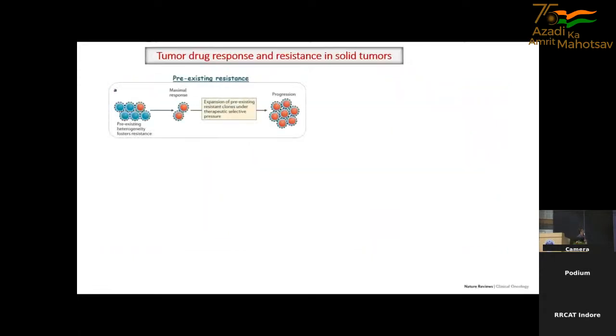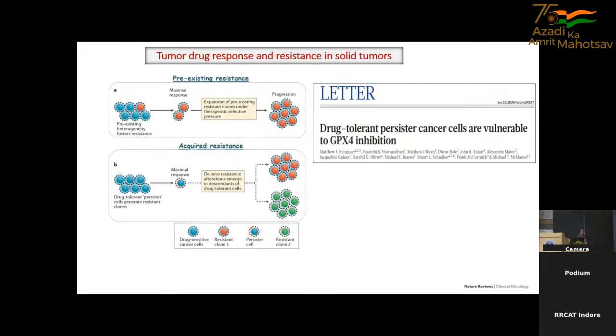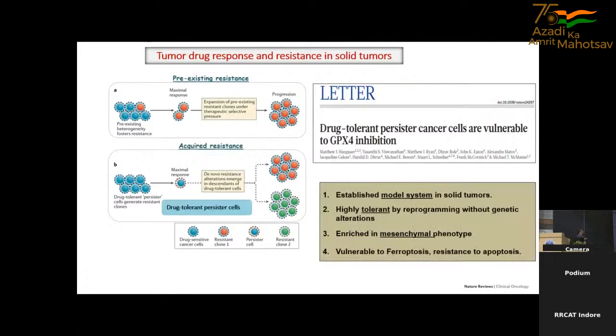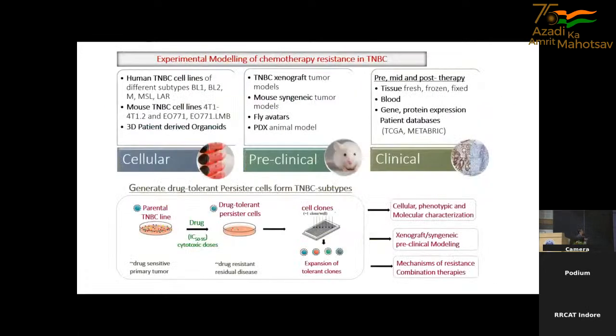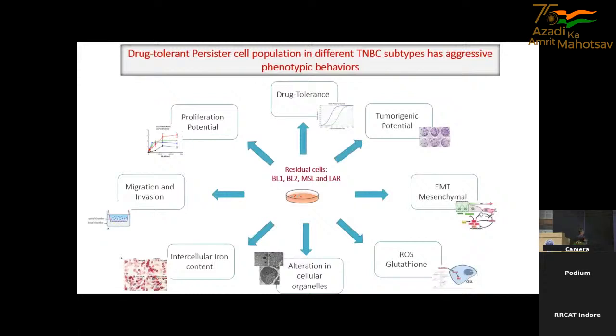In order to do that, we are building a model called the drug tolerant persister model, utilizing cellular and clinical parameters, and we have already attained drug tolerant persister cells for the BL1, BL2, mesenchymal, and luminal androgen receptor subtypes. We have already calibrated all of these and done some assays, and we see that these are aggressive drug tolerant cells that have high tolerance, high tumorigenic potential, high EMT, and altered ROS and glutathione levels.